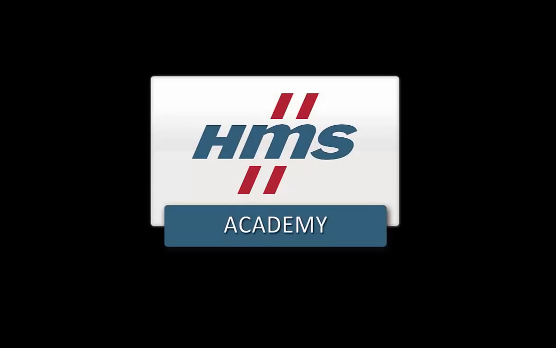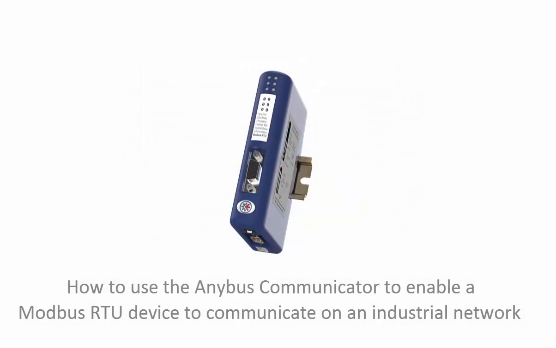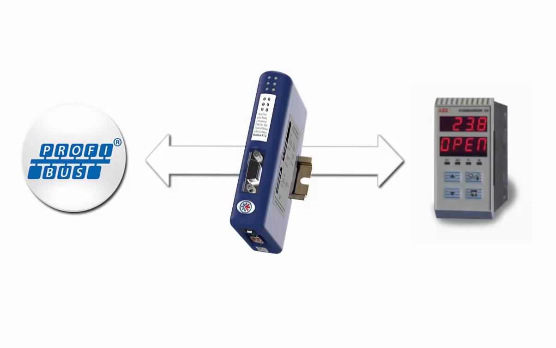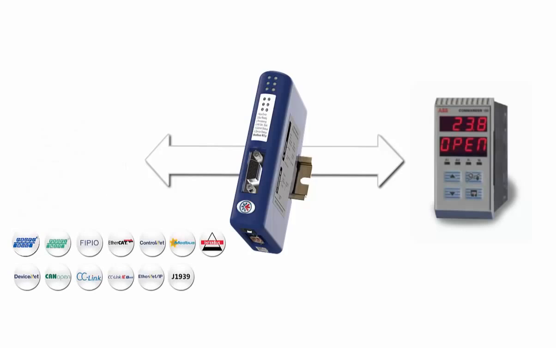In this demo, we will show how to use the Anybus Communicator to enable a Modbus RTU device to communicate on an industrial network. We're using a regulator from ABB called Commander C100 as an example of an RTU device, and we want this regulator to connect to a Profibus network. We can use the same procedure to make it communicate with any other network as well.